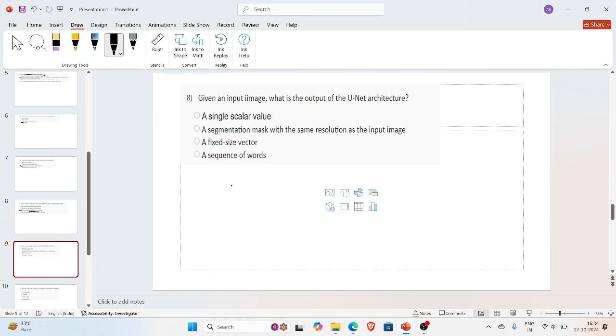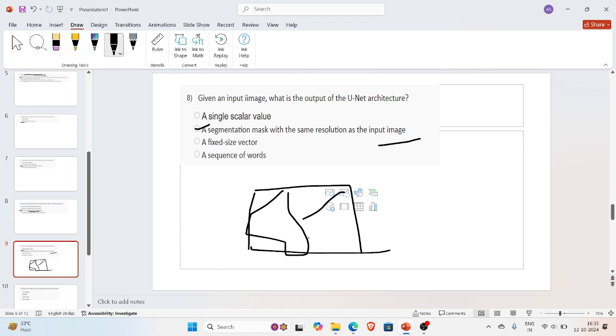Given an input image, what is the output of the UNet architecture? The output is a segmented mask with the same resolution as the input image. So we're doing image segmentation. We get a segmentation mask having different labels, 0, 1, 2, 3, whatever. It will be something like this. This is the segmented mask we have, and this is one area, this is one area. So this is 0, this is 1, this is 2, 3, 4, 5. These are different areas, and these are called masks. This is the output of the UNet architecture.